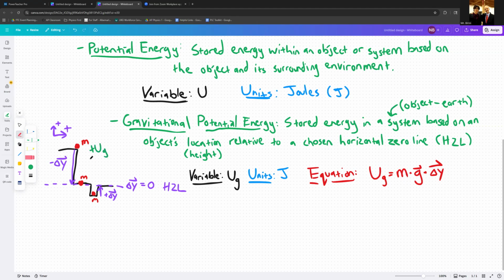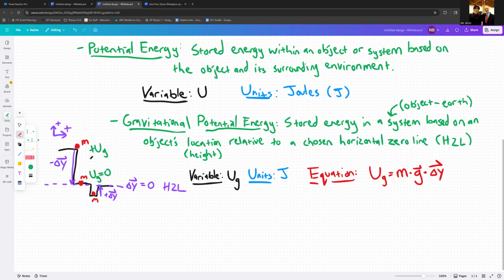Now, for the one sitting on the ground, delta Y is 0, so there's no gravitational potential energy here for this object. And for the one below, this is where it gets a little weird. Mass is still positive, right? The acceleration of gravity, or gravitational field strength, is still negative because it's downwards, so negative 9.8 or negative 10. But delta y for the object below the horizontal zero line is positive.